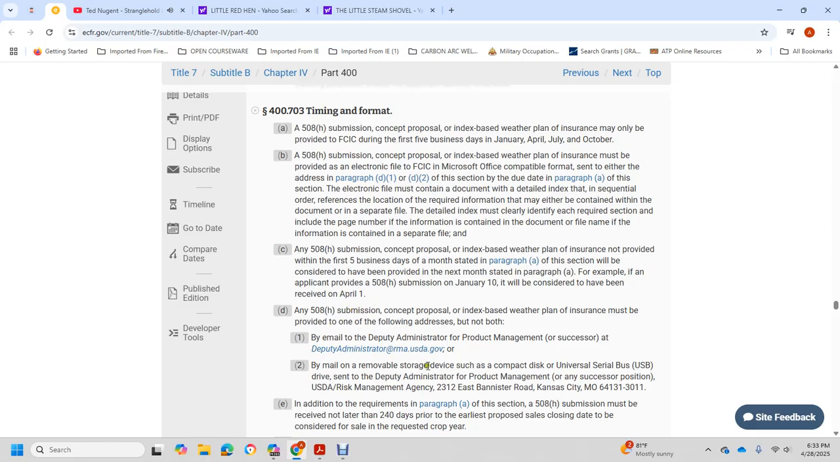By mail or remove of the storage devices such as the compact device or universal serial bus sent with the Deputy Administrator of the Product Management any successor for the positioning of the USDA with the Risk Management Agency 52312 East Bend as driven the road Kansas with the Missouri with the 641313011.